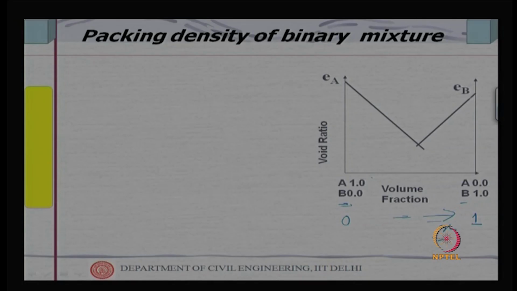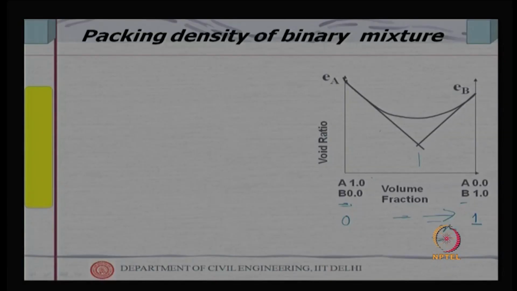This is what happens if I add a very small quantity. If the same thing was happening, then ideally I should have a minimum void somewhere there at some proportion. But in reality, you get a curve like this. If you experimentally determine the void ratio at different proportions of two binary mixtures, only two sizes, spherical particles, let us say marble balls or small balls, then you will get this sort of relationship of void ratio versus volume fraction.